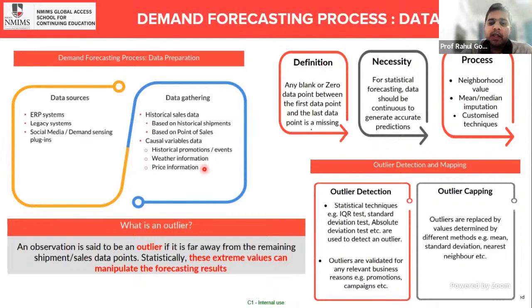There could be many. So, like I said, we have to study the data in terms of quality. And if the quality is not good, when we say quality is not good, we are saying there are many outliers in the data, which can make prediction very difficult, right? So, what is an outlier? An observation is said to be an outlier if it is very far away from the remaining values. Statistically, these extreme values can manipulate the forecasting results, right? So it can distort the forecasting results and make them difficult to understand. So it is very important to identify them, identify the reason behind them and correct them.